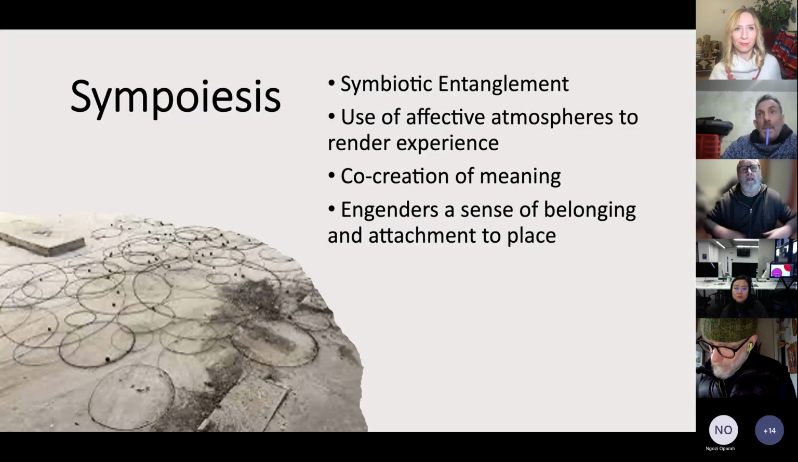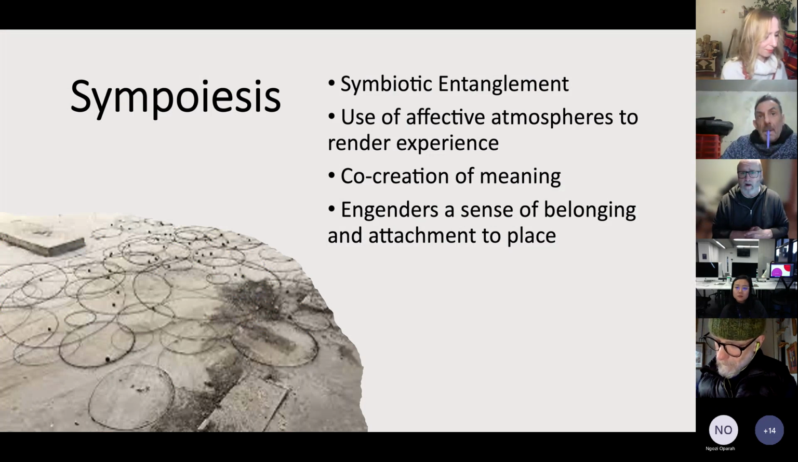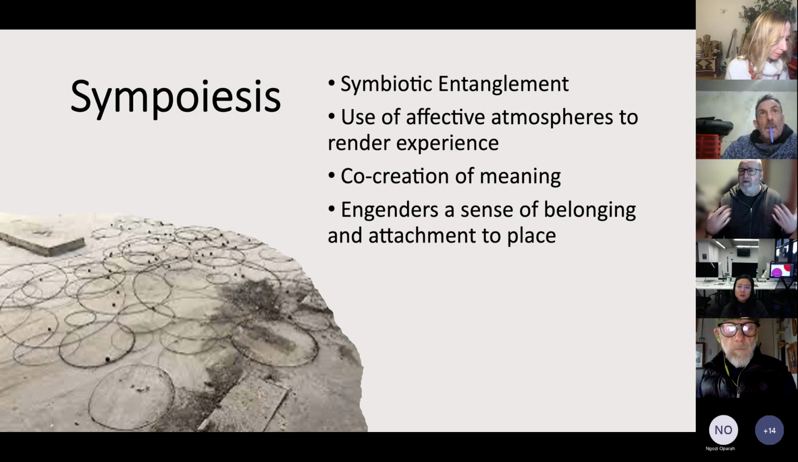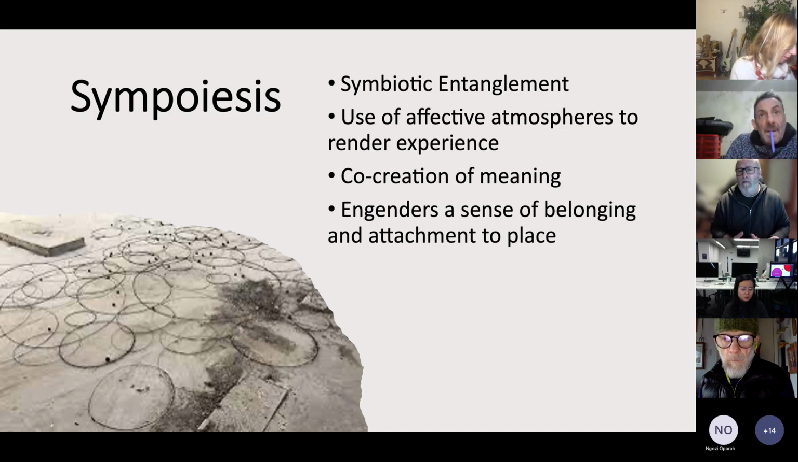So this led me to this idea of symposis, which I drew from Donna Haraway, and this idea of a symbiotic entanglement, where we use affective atmospheres to render experience. There's a co-creation of meaning, and there's a sense of belonging and attachment to place that comes out of a meaningful integration of the story into place.